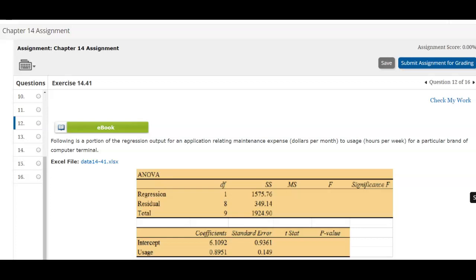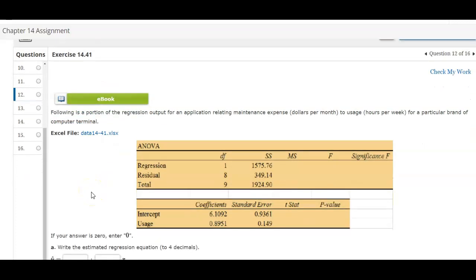Okay, we're looking at problem 12 in the chapter 14 assignment. They give you some partial output from the simple regression tool, the analysis of variance, as well as the information for the y-intercept and the usage variable, which is the independent variable. This is for the maintenance expense and usage for a particular brand of computer terminal.